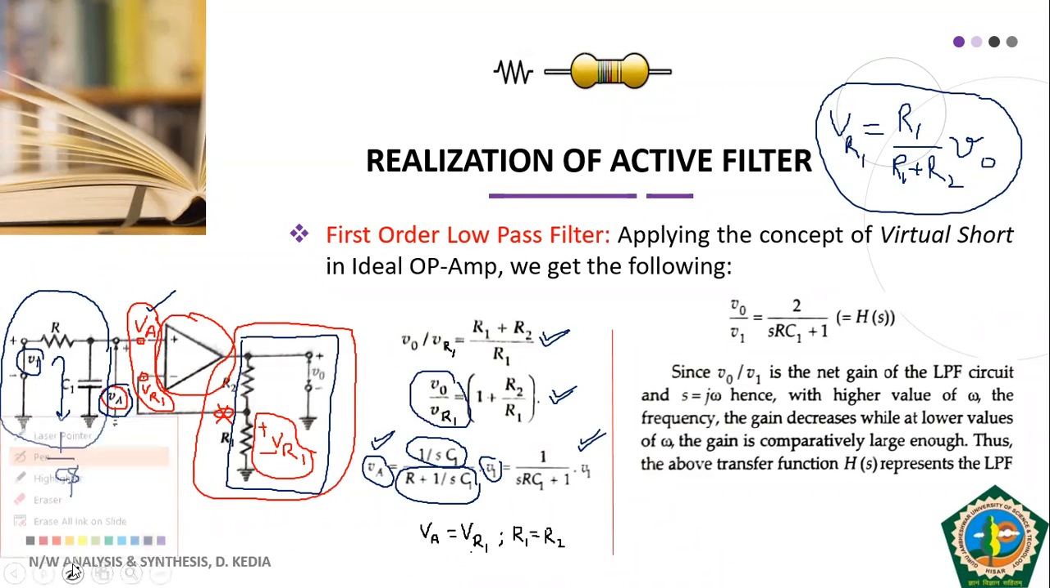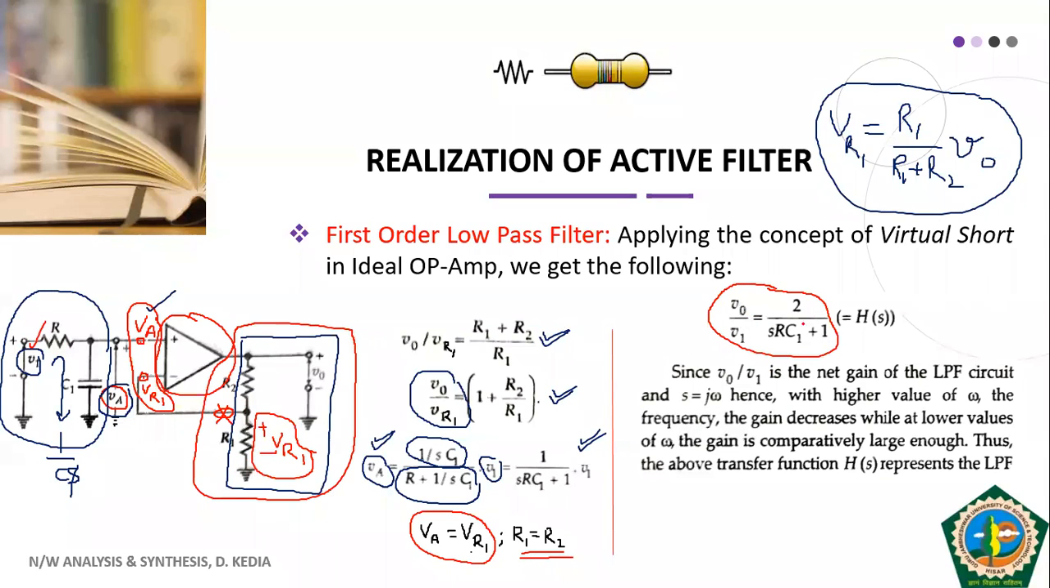Now what do we have to do? We have to equate the two using the concept of virtual short, that is VA equal to VR1. We substitute, and one more assumption we make is that R1 and R2 are equal. If you do that, you will get an expression like this. V naught is the output voltage and V1 is the input voltage, and V naught by V1 equals 2 by (SRC1 plus 1). So the ratio of output to input is the transfer function, and this is the transfer function.